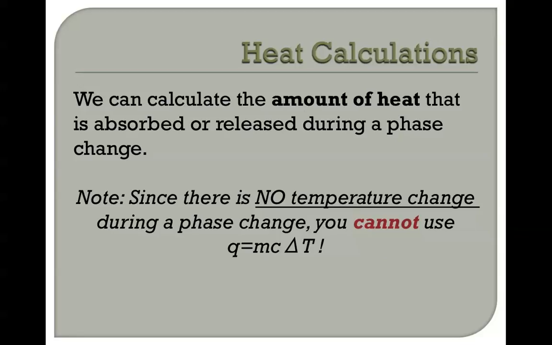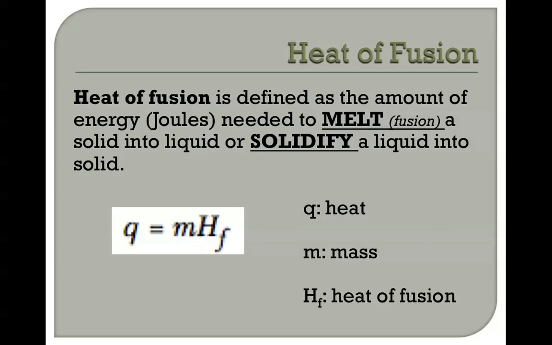Now, heat calculations. Yesterday we talked about Q equals mc delta T, but that's only when there's a temperature change. Since there is no temperature change during a phase change, we can't use this formula. So we have two different formulas that we're going to use. The first one is involved with heat of fusion. This is defined as the amount of energy needed to melt a solid into a liquid or solidify a liquid into a solid. Melting would give us a positive Q value because it's going to have to gain energy. If we freeze or solidify a liquid into a solid, that's going to be a negative Q value because it's going to be releasing energy. But both types of phase changes use this formula. Very similar, Q is heat, m is mass. Our new one is Hf, which is heat of fusion.